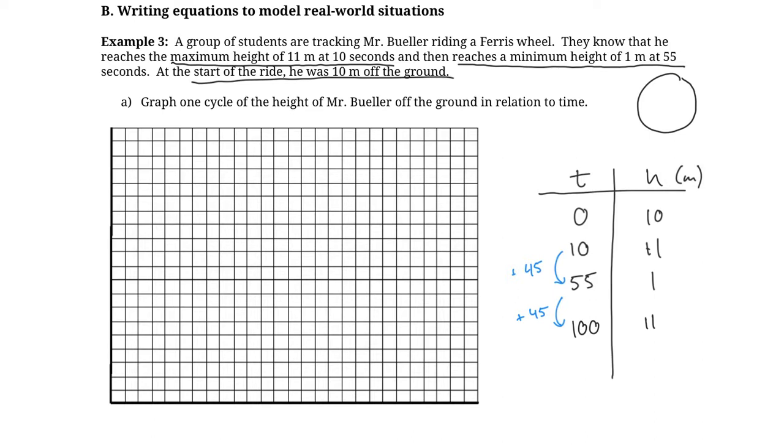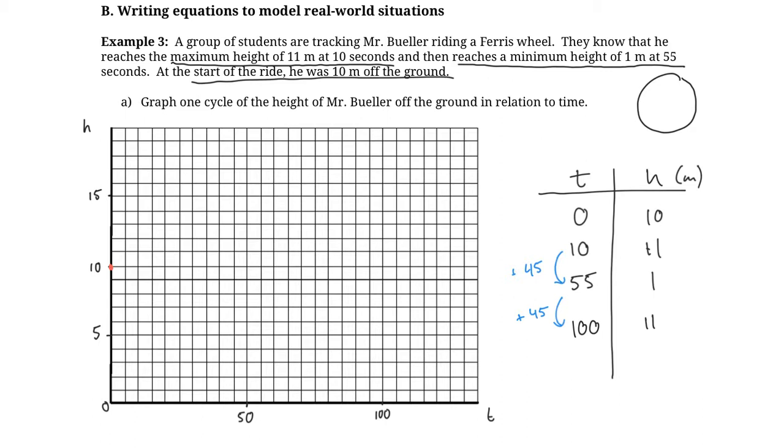So this means from our maximum point, where Mr. Bueller is on the Ferris wheel, for one whole cycle, for one whole revolution of the Ferris wheel, it takes 100 seconds for Mr. Bueller to reach the maximum once again. And now we can actually graph these points. So at 0, 10, that's where they actually start recording where Mr. Bueller is on the Ferris wheel.